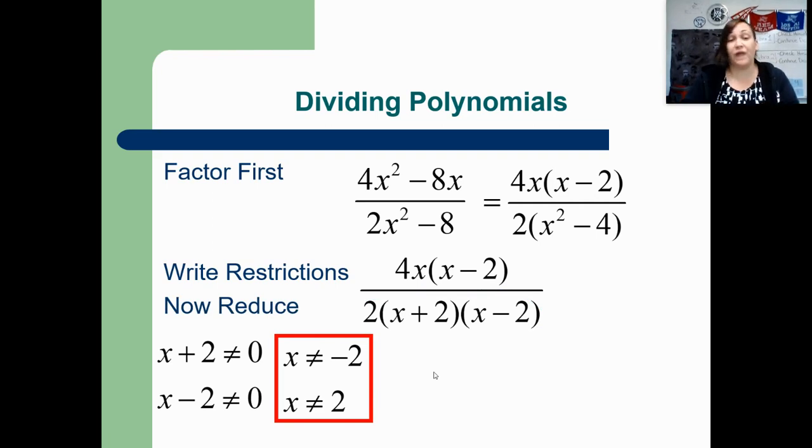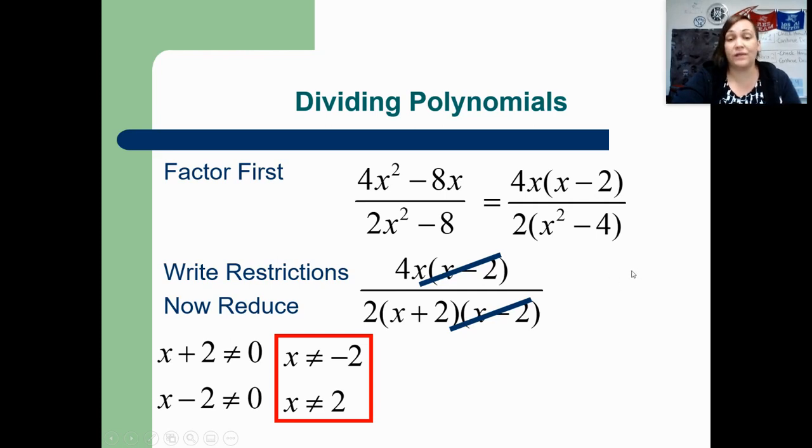After you've done writing your restrictions, then you can simplify your fraction. In this problem, I have 2 parentheses that are 100% identical, the x minus 2 and the x minus 2. Please notice how I crossed off the entire parentheses. I did not cross off the x's and the minus 2's. It's all or nothing, the whole thing or none of it at all.